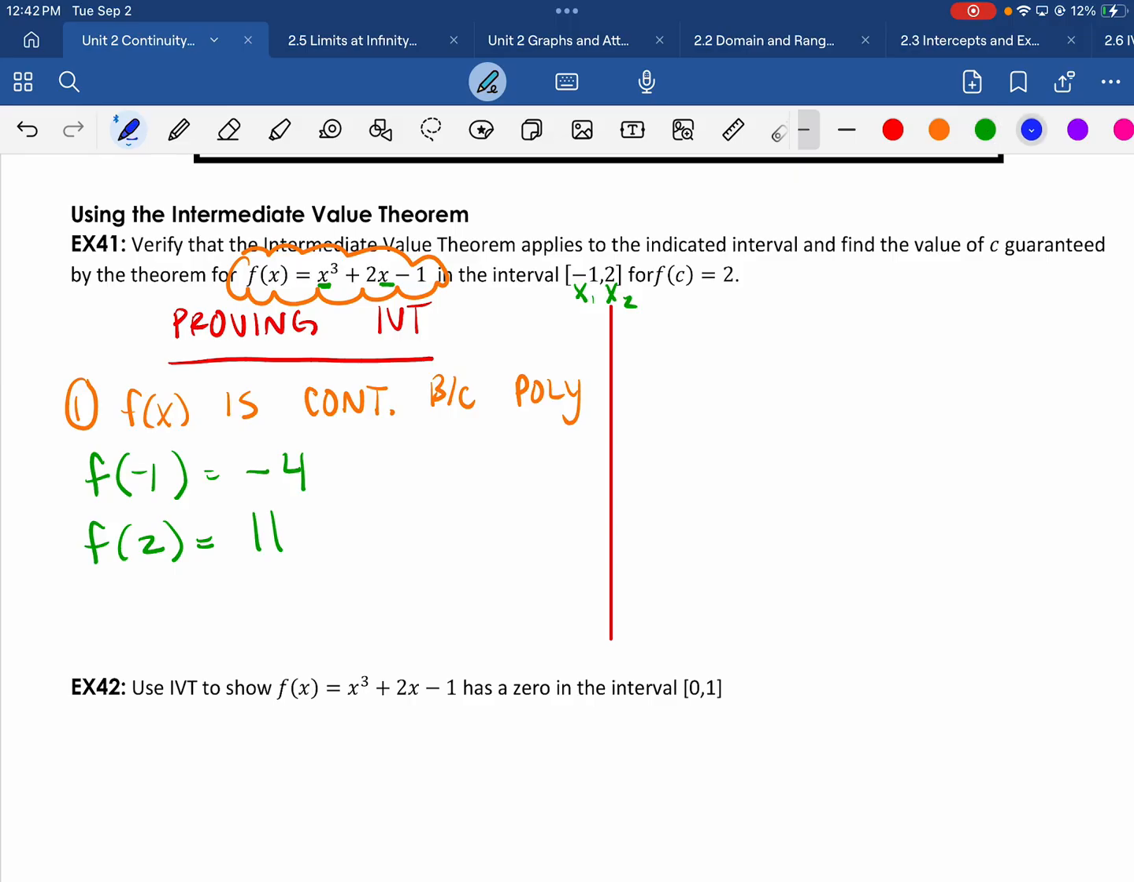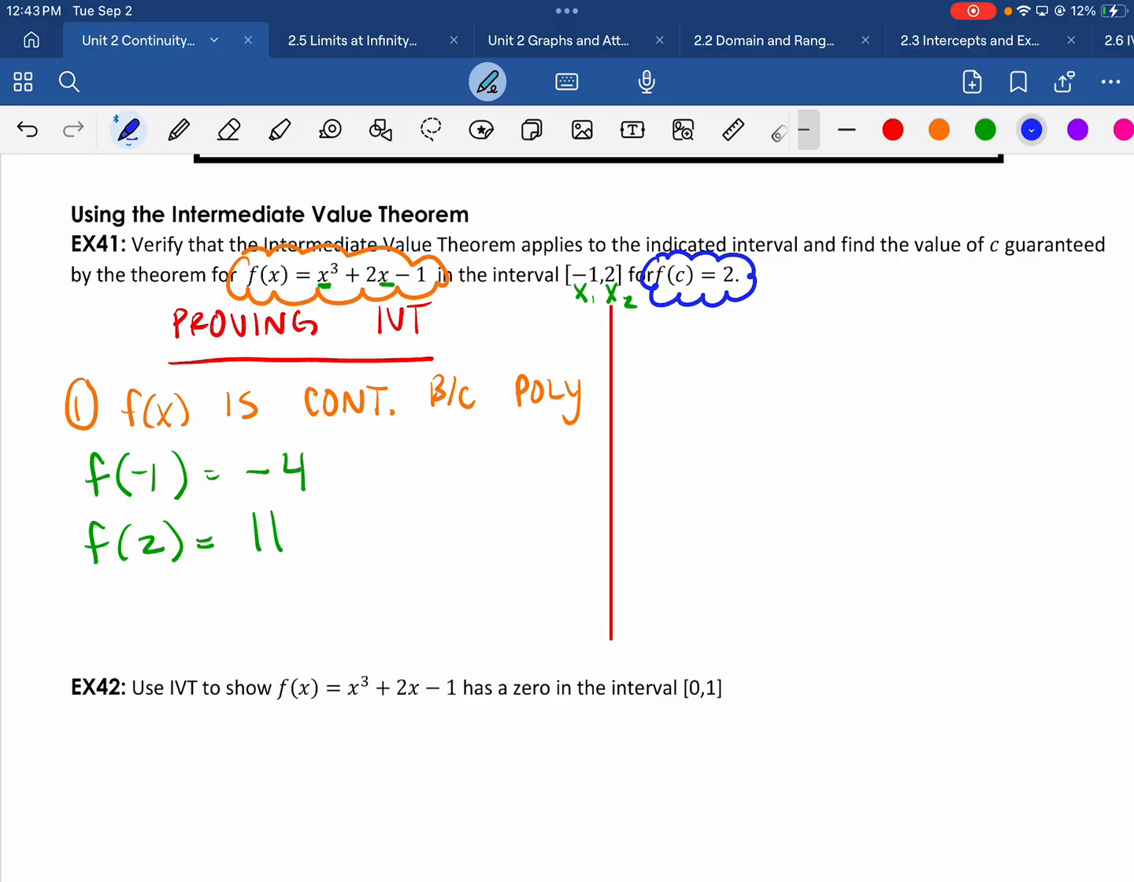All right. So now that I have figured out my two y values, I'm going to ask myself, what point am I trying to prove exists? The f of c equals 2. Oh, wait, I was right. Mm-hmm. So is 2 between the two y values I just found?